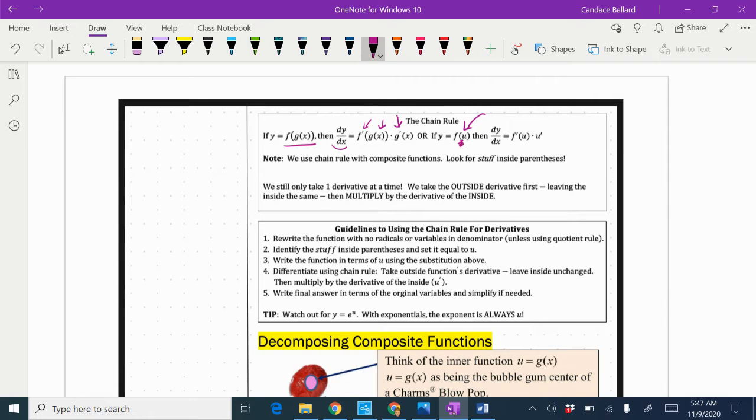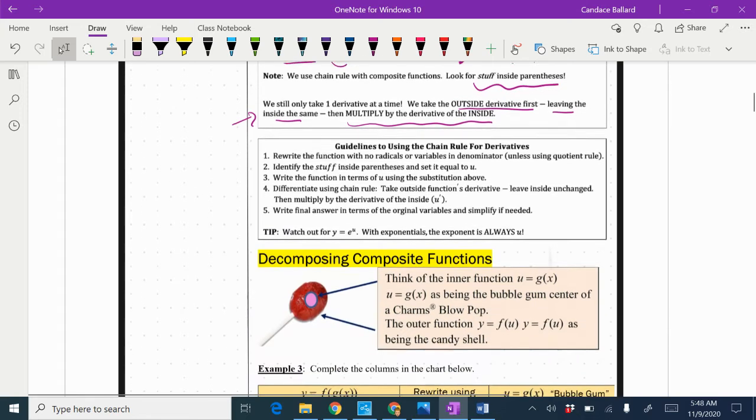Sometimes instead of writing the g in there, they will represent the function on the inside with a u. So you'll see a lot of our derivatives written as f prime of u times u prime. We use the chain rule with composite functions. We look for stuff inside parentheses. We still only take one derivative at a time. We take the outside derivative first, leaving the inside the same, and then we multiply by the derivative of the inside.